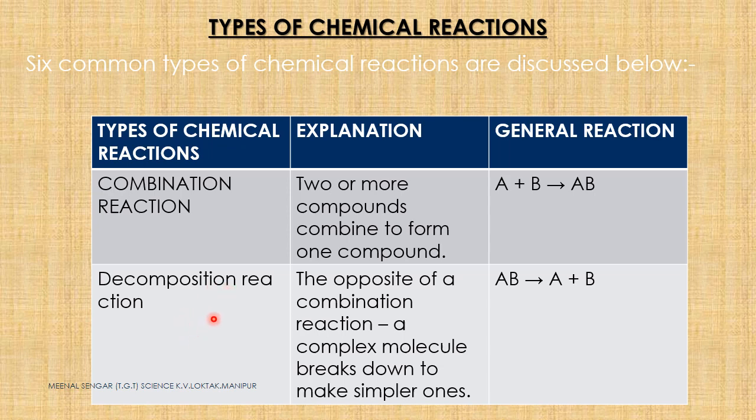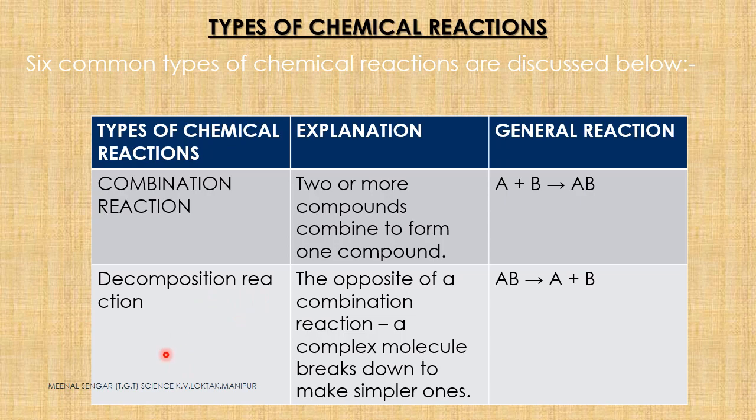Second one is a very common reaction, the decomposition reaction. It is opposite to the combination reaction. A complex molecule, here AB, is formed, and this AB again separates into A plus B. A complex molecule breaks down to make simpler ones. So in a combination reaction, a single product is formed, and in a decomposition reaction, 2 different elements or compounds are formed again from a complex compound. These are opposite to one another.